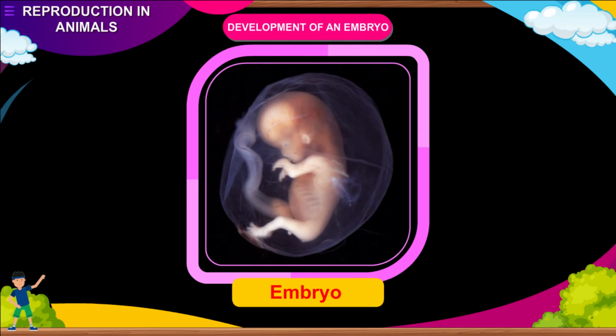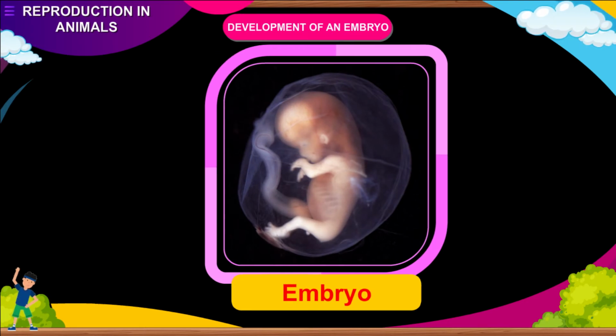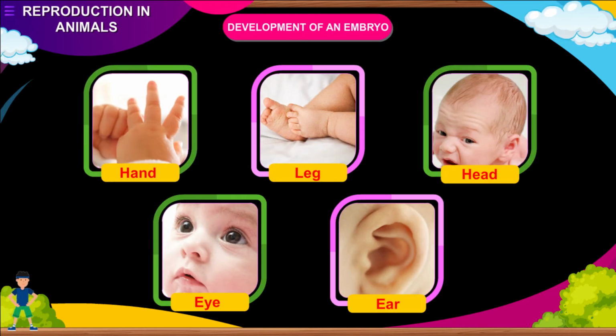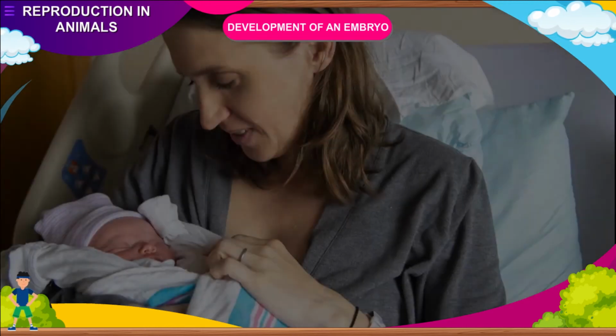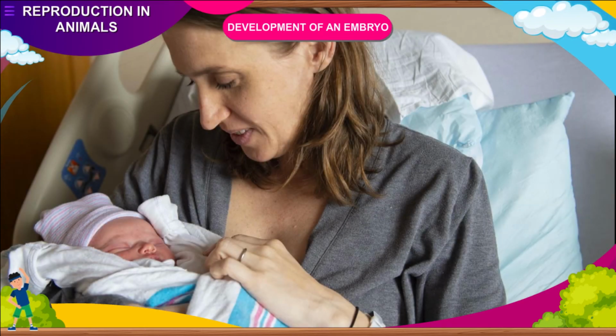The embryo gradually develops body parts such as hands, legs, head, eyes, ears, etc. The stage of the embryo in which all the body parts can be identified is called a foetus. When the foetus is fully developed, the mother gives birth to a baby.